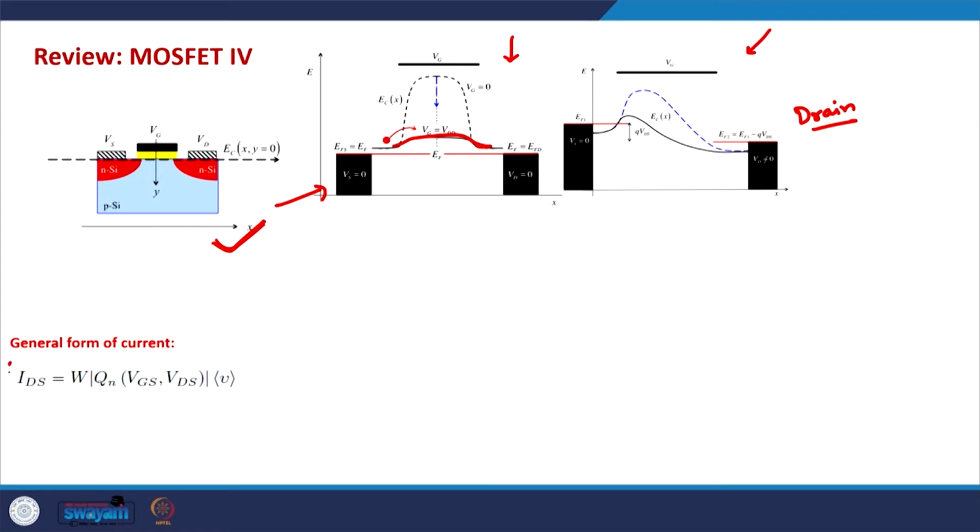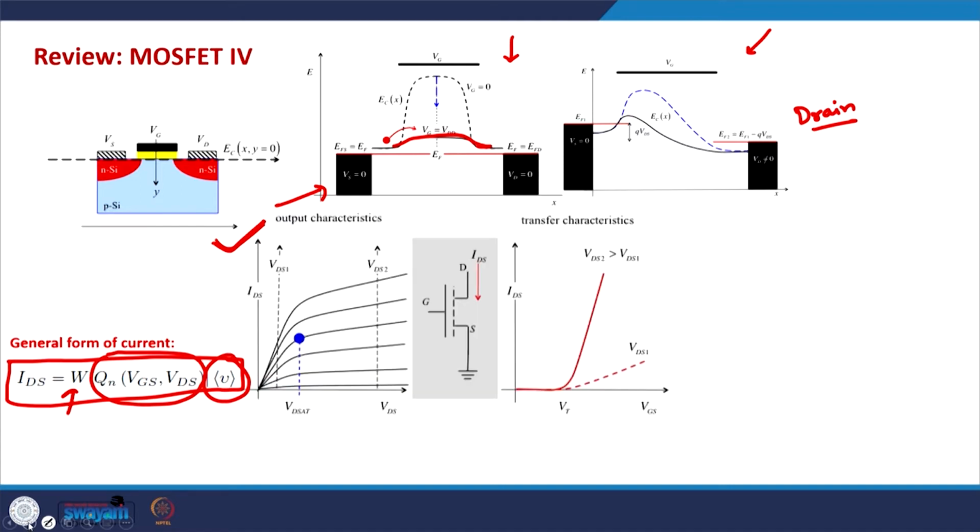The general form of IV characteristics is written in this way, and this is true for any device. I would say that the current depends on the charge available for conduction times the velocity at which the charge will move times the width of the device.